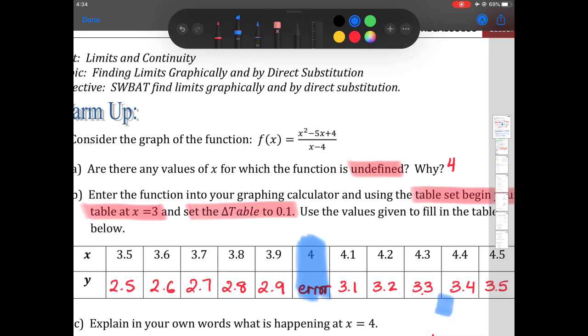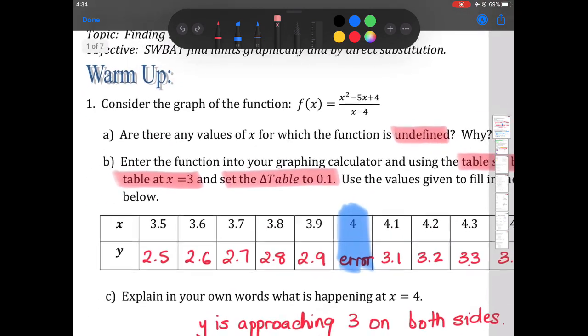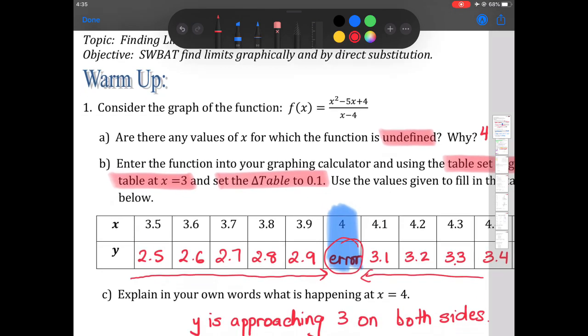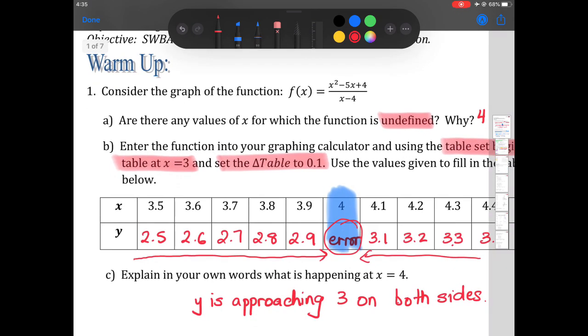It's not asking us to do much, because the next question is what? Explain in your own words what is happening at x equals 4. Okay, so I actually want to go from the left side. If I look at these values, and from the right also, what number is it approaching from both sides? It's approaching the same number. What number will go here? It is actually approaching 3. So y is approaching 3 on both sides. That's what you're seeing from the left and the right, what number is it approaching.